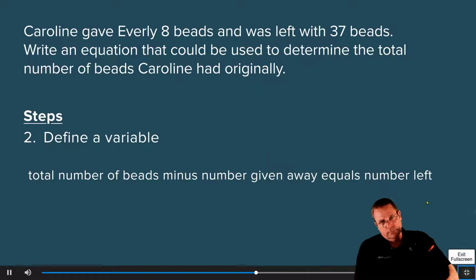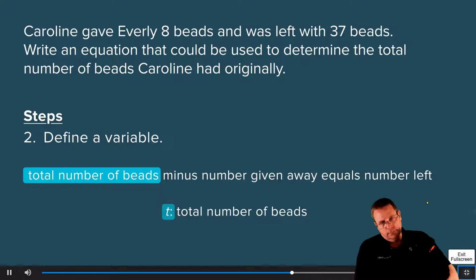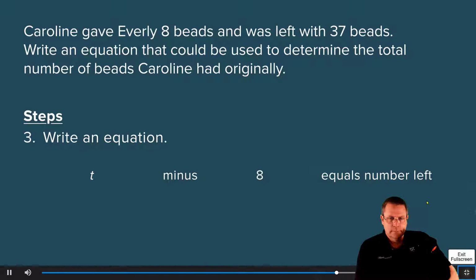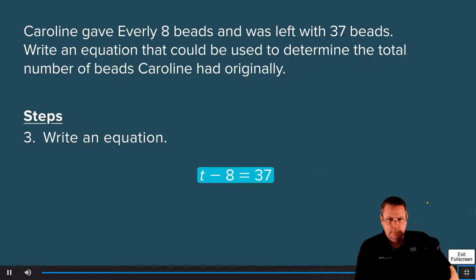Now define a variable to represent the unknown number. The number you want to find is the total number of beads, so let the variable t represent the total number. Finally, use the word model to write an equation. The total number of beads is represented by the variable t. Caroline gave away 8 beads, and the number she has left is 37. So, an equation that models the situation is t minus 8 equals 37.